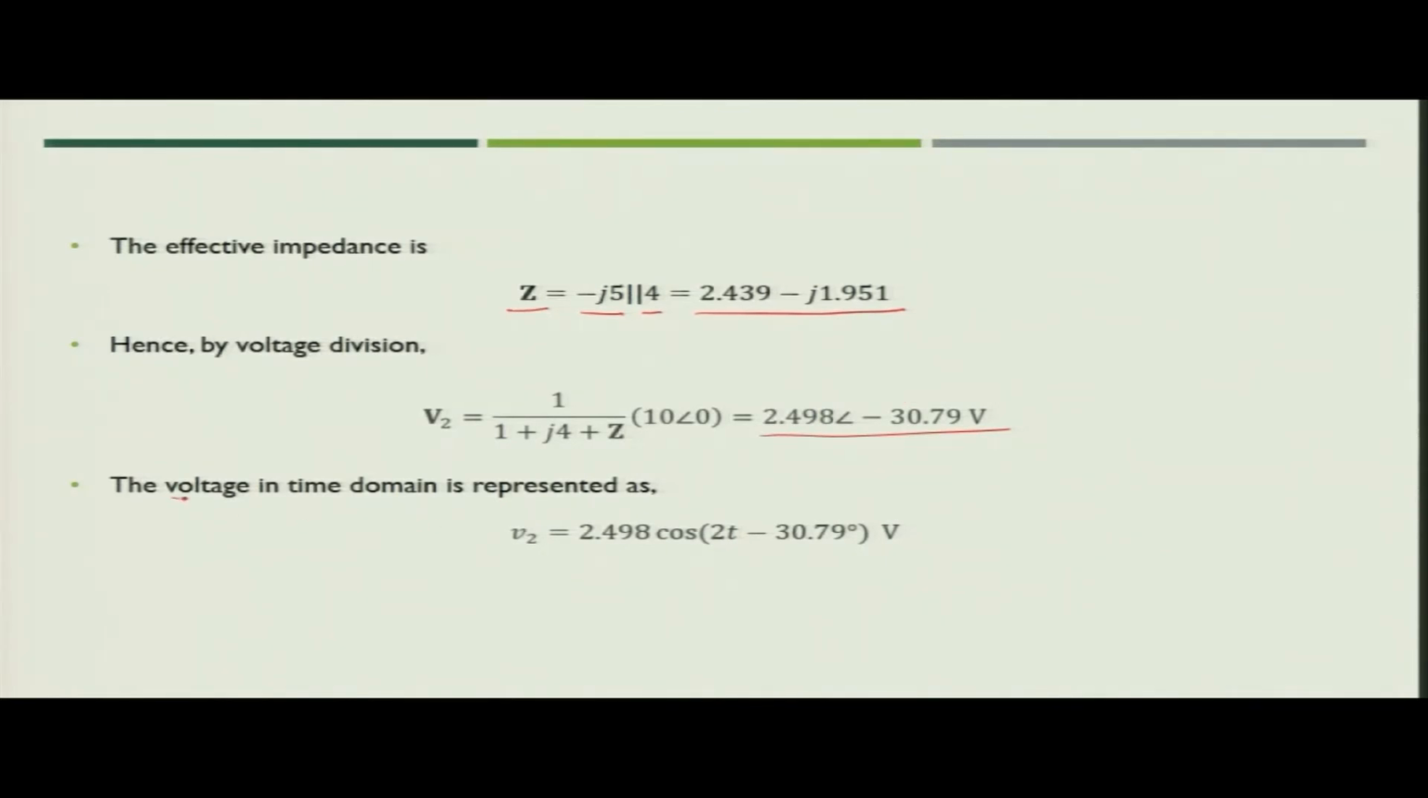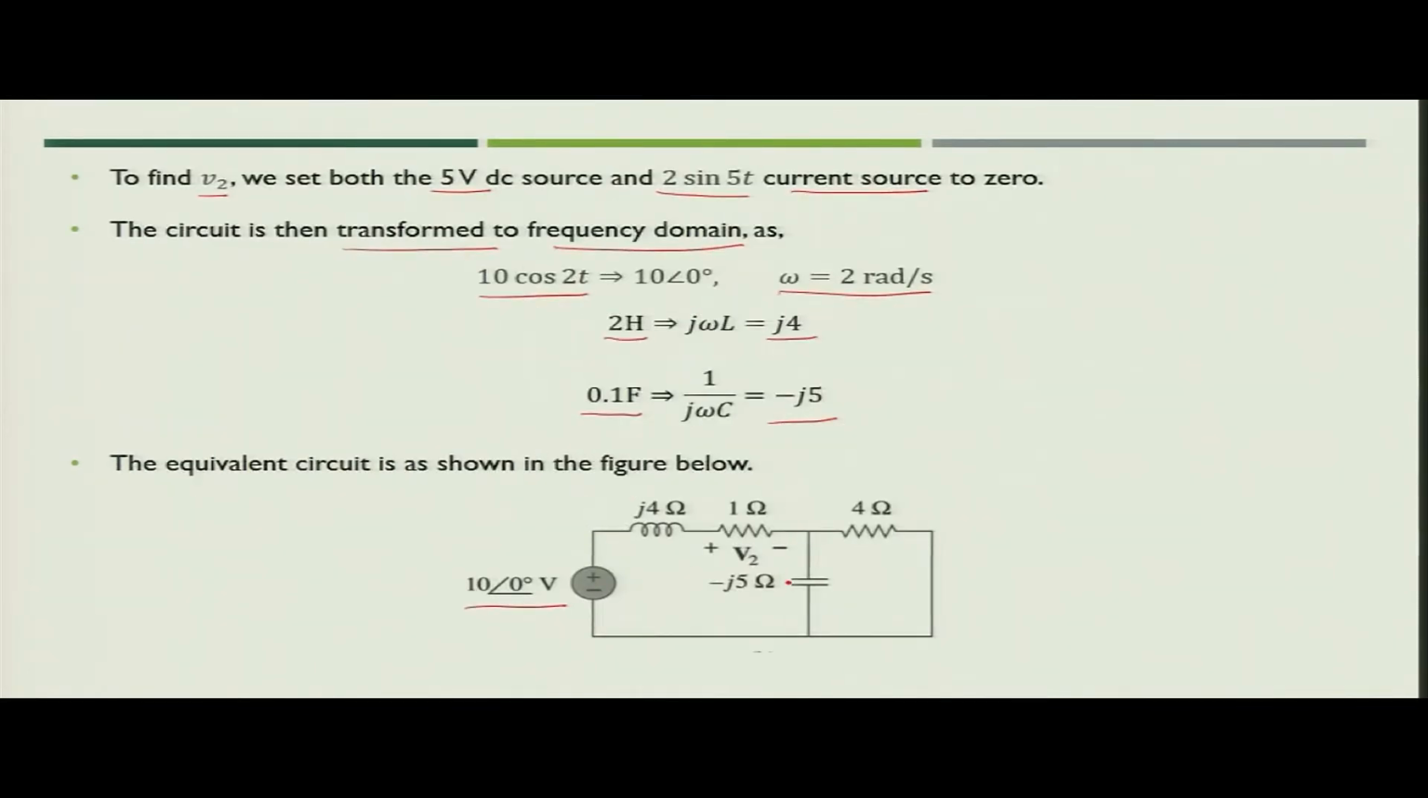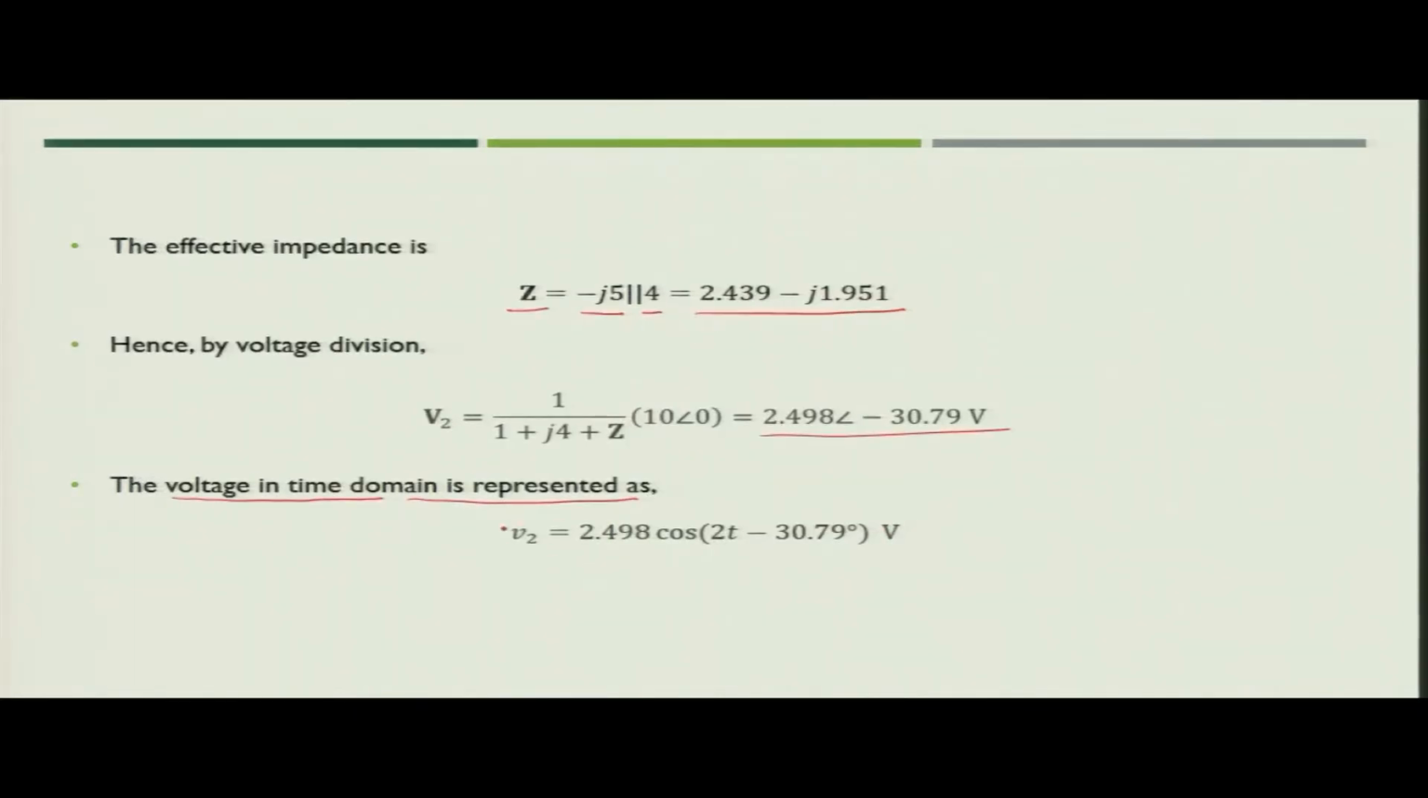Next task is that you need to convert it back into time domain. So, if you convert it into time domain, what you will write? V2 is nothing but 2.498 cos 2t minus 30.79 degree. We get 2t because the original source was having frequency of omega is equal to 2. So, the voltage across the 1 ohm resistance, that is V2, will be 2.498 cos 2t minus 30.79 degree volt.